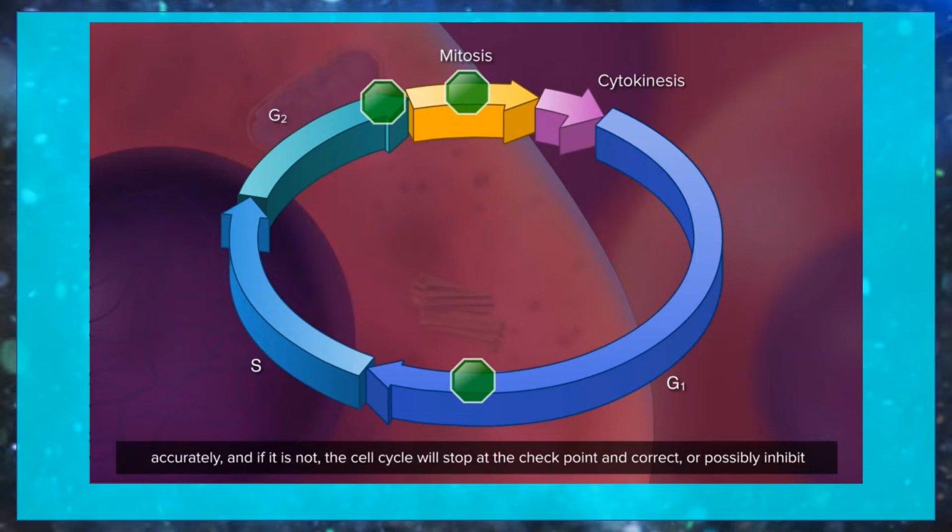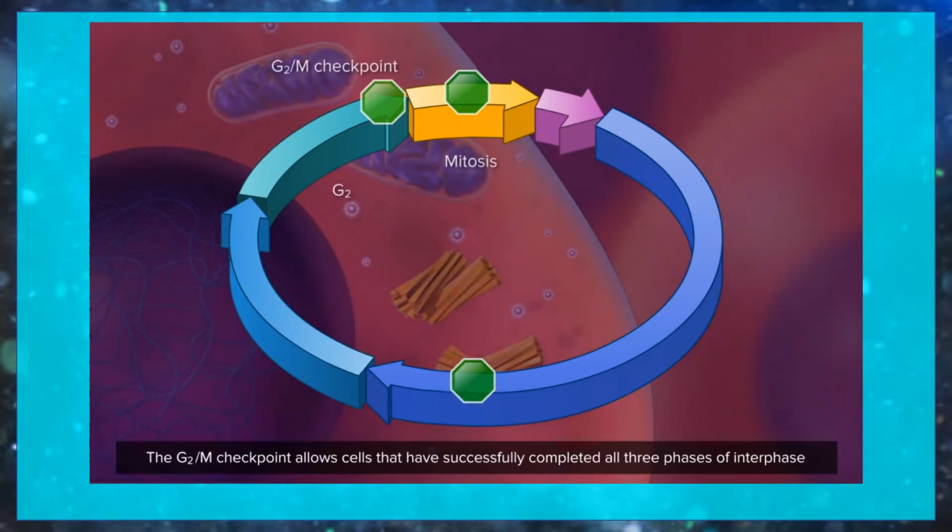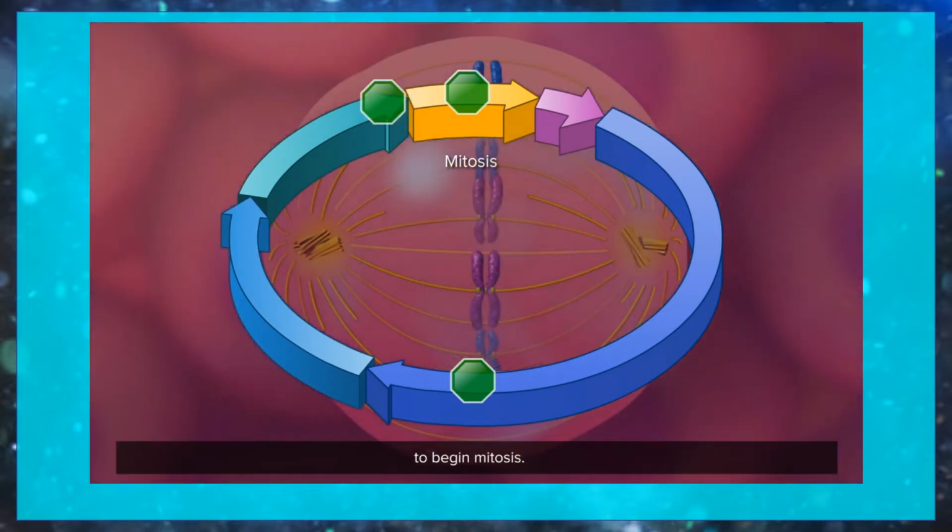And if it is not, the cell cycle will stop at the checkpoint and correct, or possibly inhibit that cell from dividing. The first checkpoint is the G1/S checkpoint and is considered the primary point at which the cell cycle continues or stops. External signals and growth factors can influence the cell cycle and affect the progress at or before this critical checkpoint.